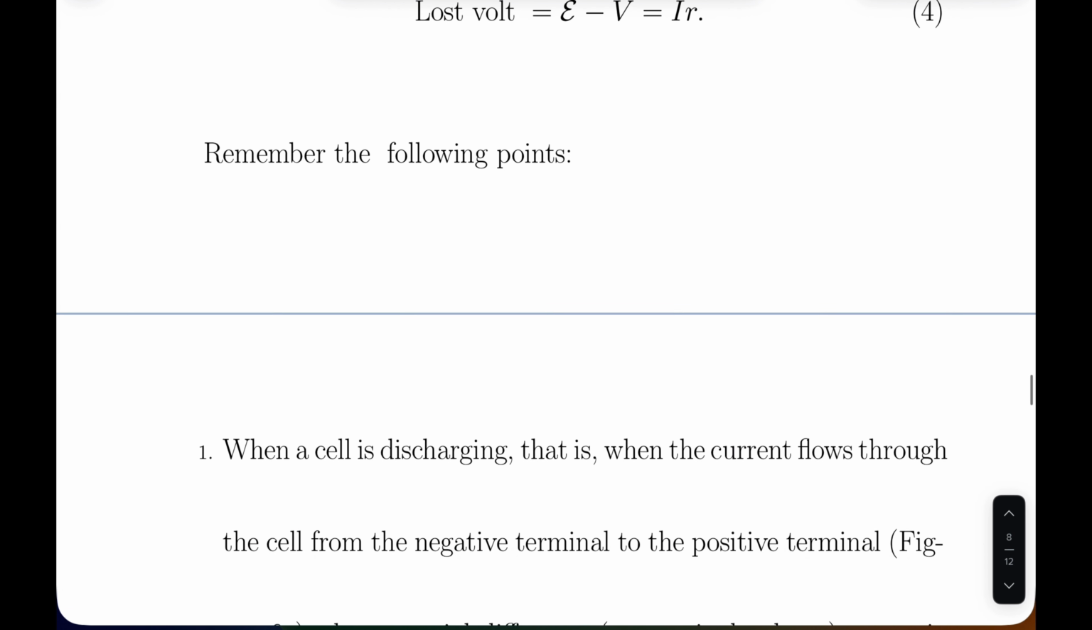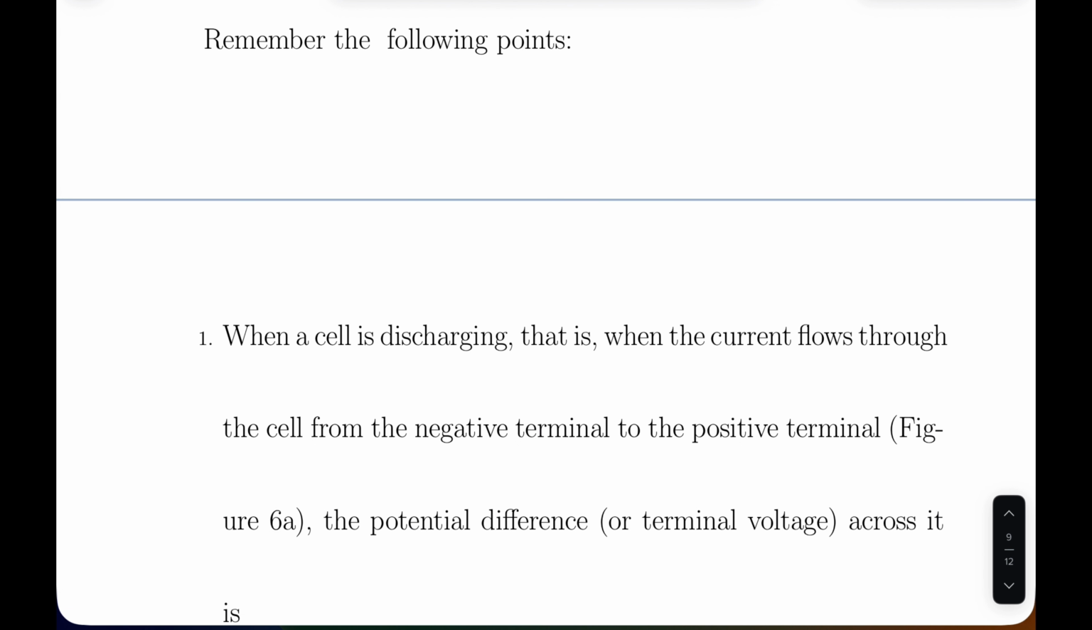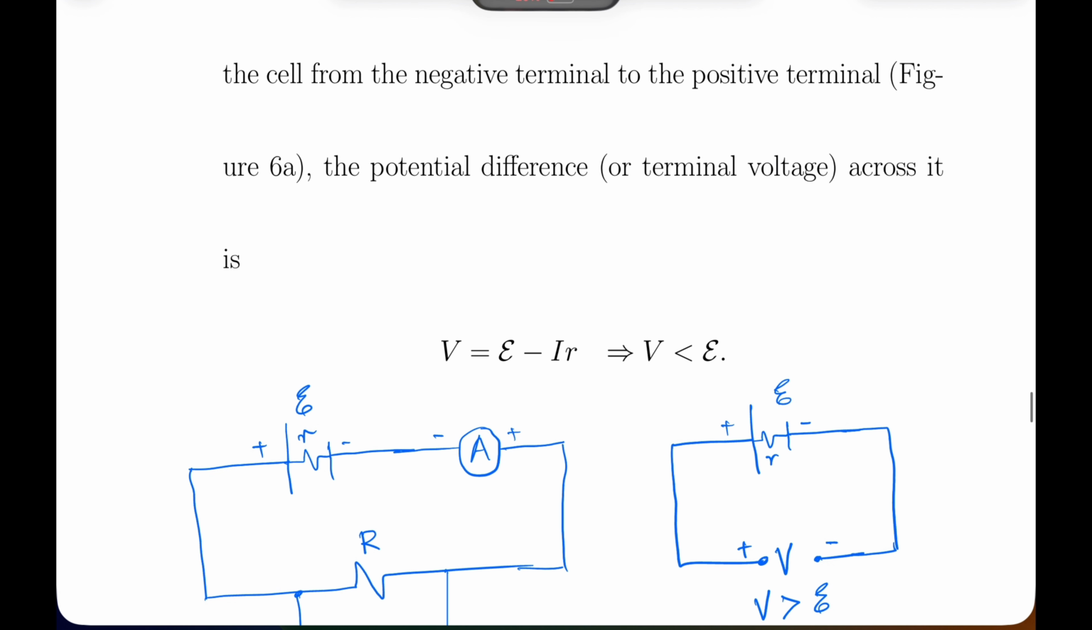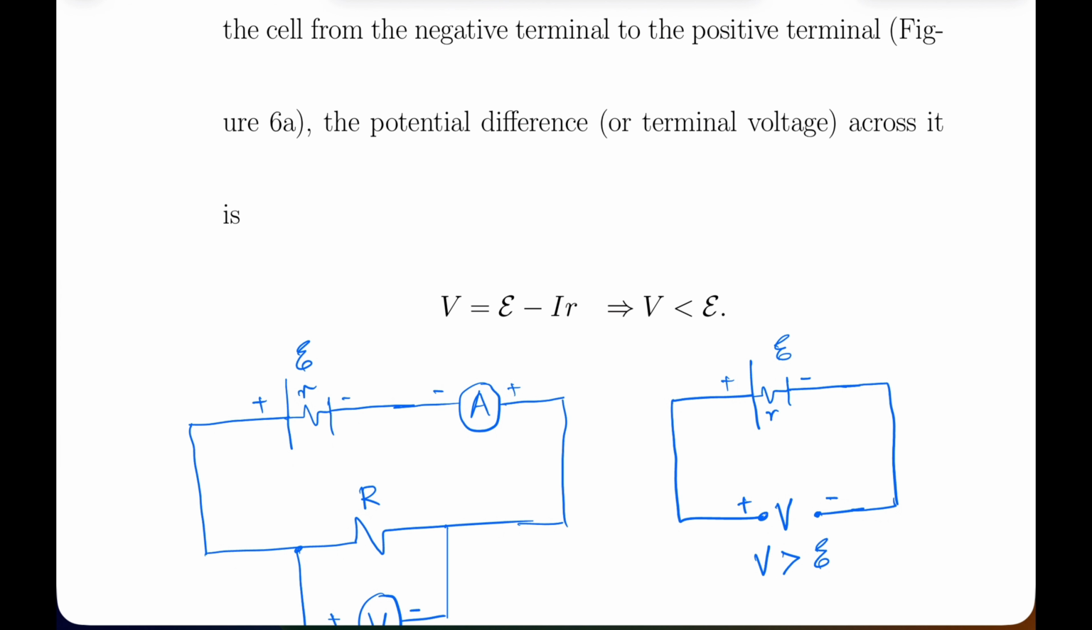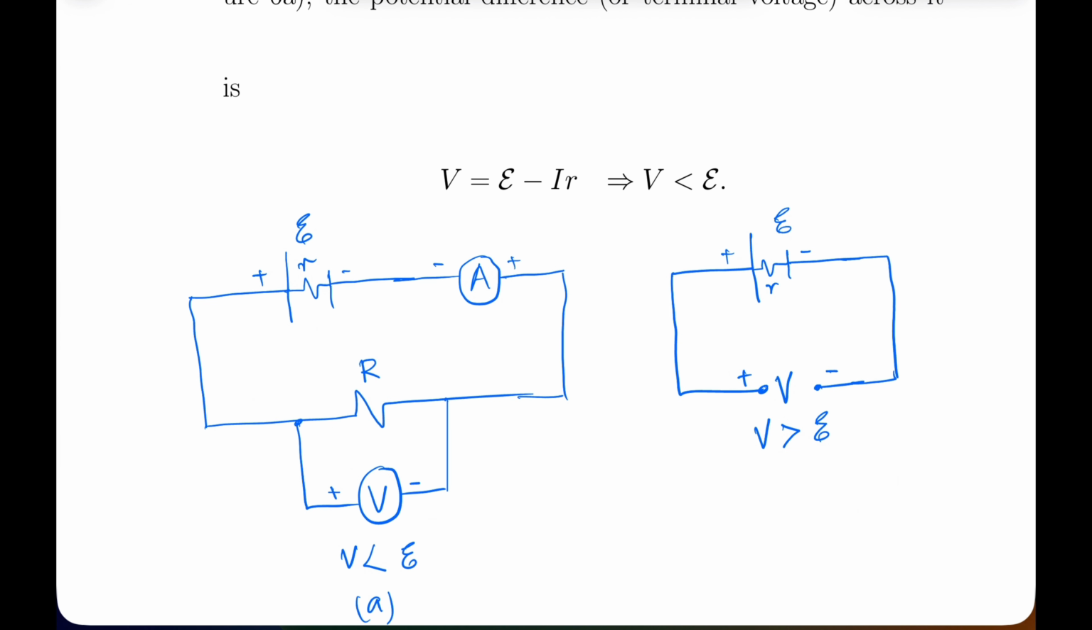So remember the following points. When the cell is discharging, that is, when the current flows through the cell from its negative terminal to the positive terminal, as shown in figure 6a, the potential difference or the terminal voltage across it is V equal to E minus Ir. This is the potential difference across the resistance R. IR is the potential lost when the current flows through the cell.